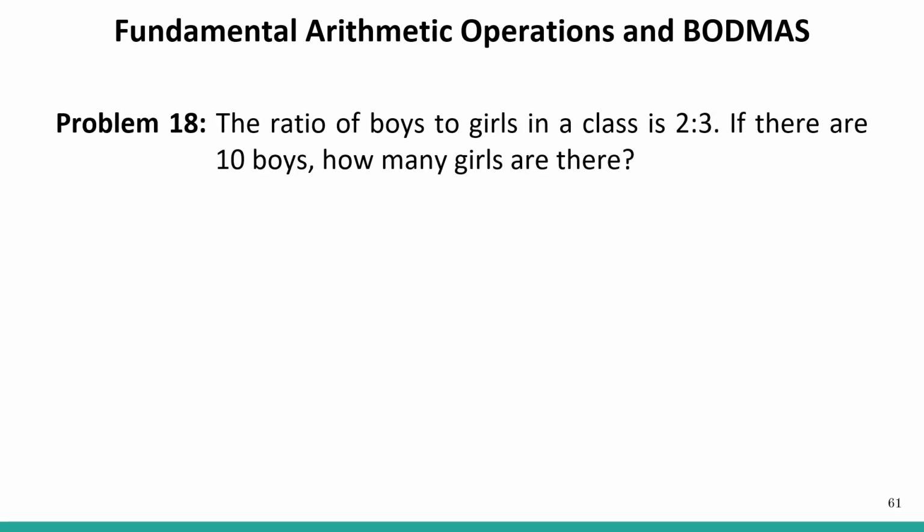So let's see problem number 18. The ratio of boys to girls in a class is 2:3. If there are 10 boys, let 2x be equal to 10. This implies that x is equal to 5. So 3x is equal to 15. The number of girls is 15. 15 is the final answer.